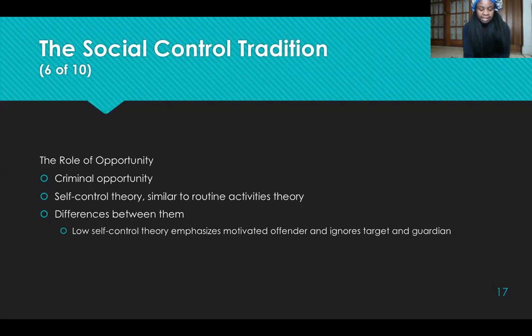Self-control theory is thus similar to routine activity theory in this respect. Crime is the result of people with low self-control, which is a motivated offender, meeting a criminal opportunity, which is a suitable target lacking a capable guardian. The difference is that low self-control theory emphasizes the motivation of the offender and ignores the target and the guardian, whereas routine activity theory does the opposite.